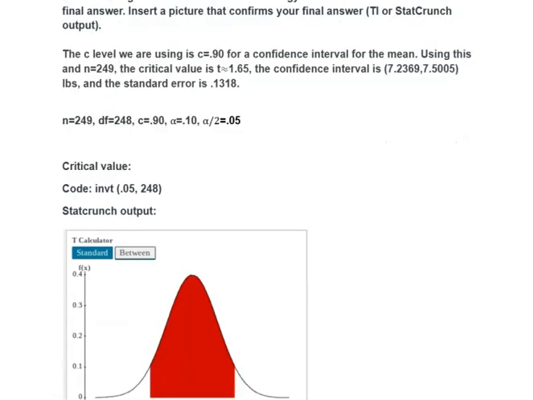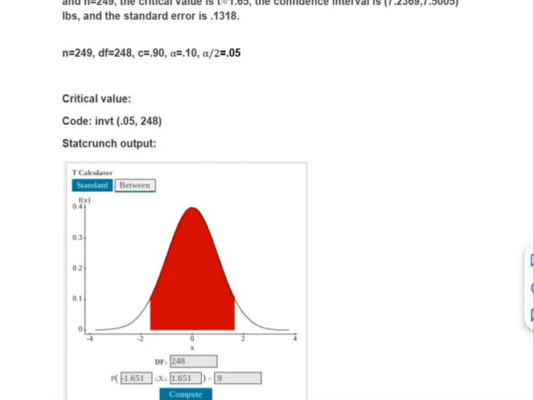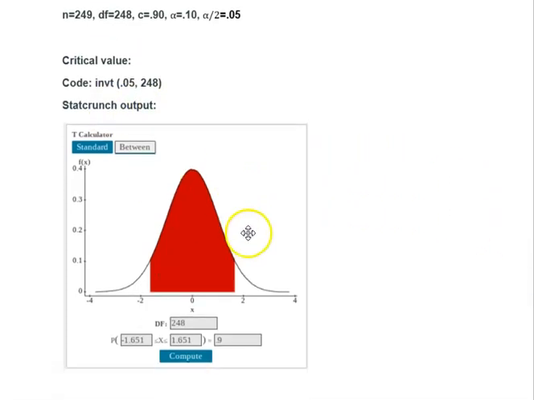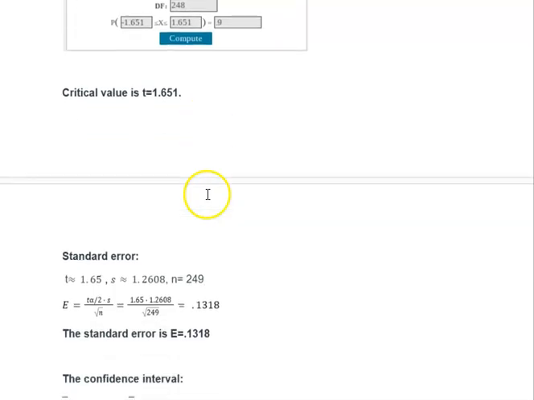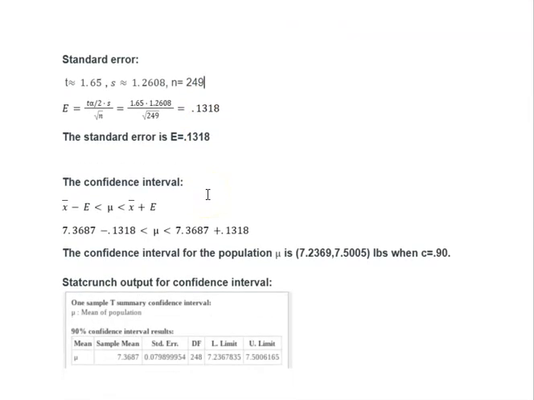Using our t value, here you could see our code and our graph, and then we placed it again here. Using our t value of 1.651 and the standard deviation of 1.2608 and our n value, we got a standard error of E equals 0.138. Using our answer for the standard error, we ended up plugging in our values into our confidence interval formula.